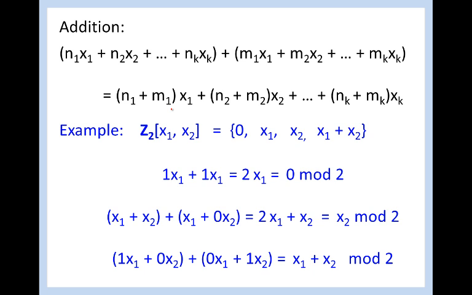Addition is performed by combining like terms. So for example, if I have x1 plus x1, I get 2 of x1, but 2 is equivalent to 0, so I get 0 mod 2. Whenever we have 2 of something, we can cancel them out. Thus, in the next example, since I have 2 x1s, I can cancel them out, and I'm left with only 1 x2 mod 2. In the last example, nothing cancels out. We don't have any pairs of things, and so we just get x1 plus x2 mod 2.